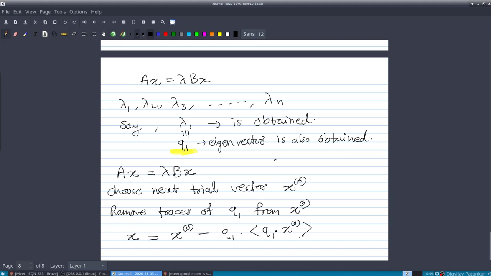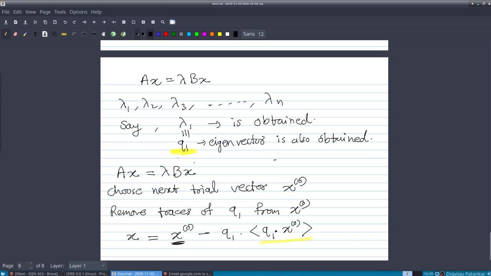So what is happening here? Can anyone explain by looking at the equation? What does the dot product indicate? The part of q1 lying on x0, that part in the direction of q1, will be subtracted from x0. Correct.